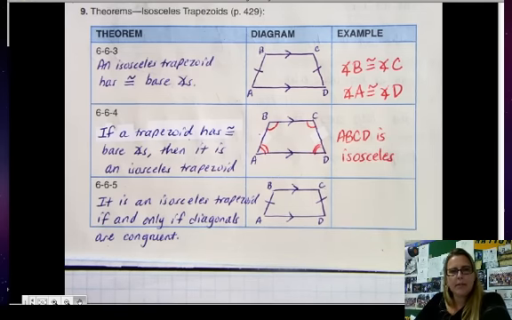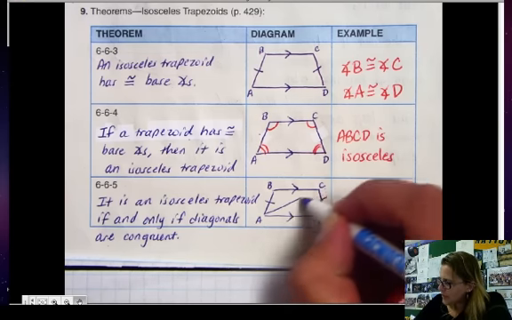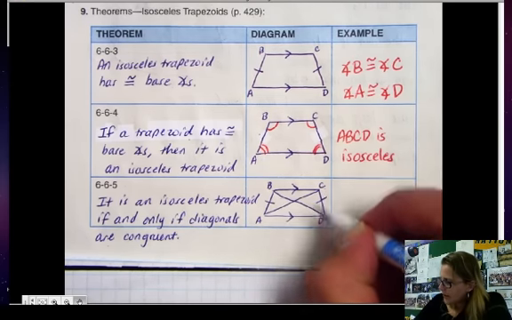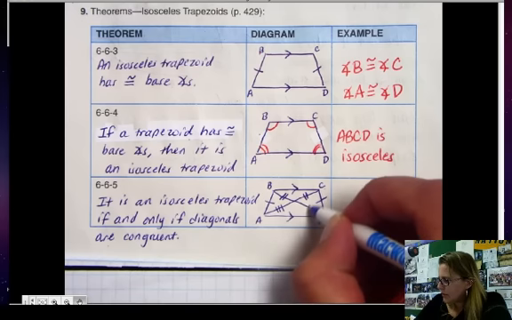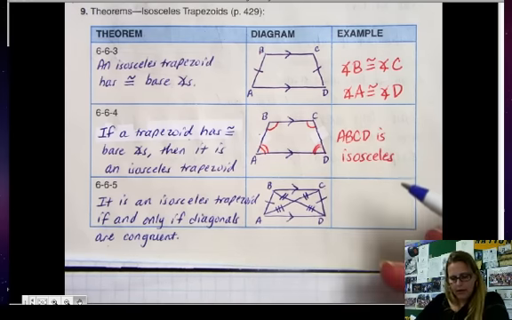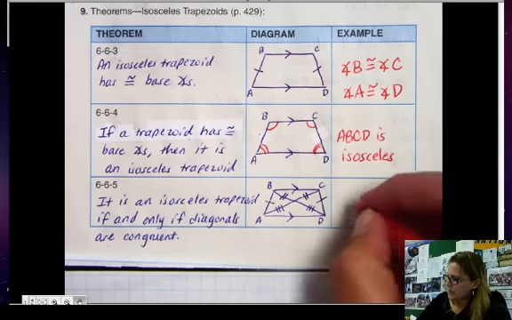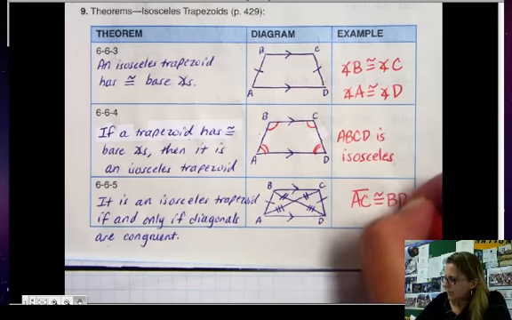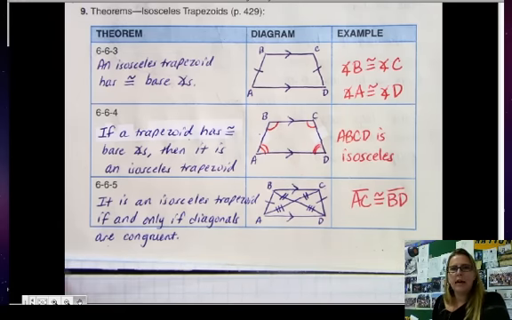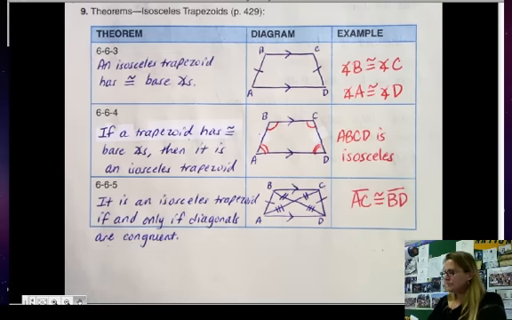Okay, and if it's an isosceles trapezoid, then the diagonals are congruent. So if we were to draw diagonals in here, then this would be congruent to this one. I should put 2 tick marks there. And this should be congruent to this one. Okay, so diagonals are congruent, so AC is congruent to BD. And those are some properties of isosceles trapezoids.